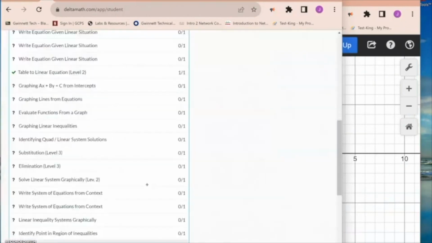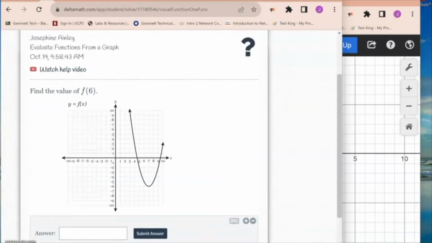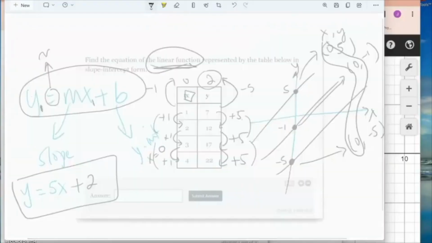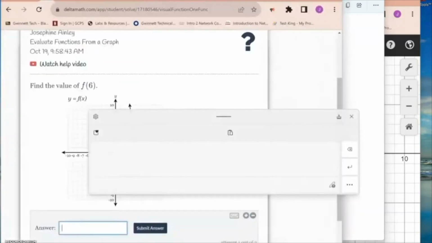Perfect. All right, the next one that I needed to do was evaluate functions from a graph. In order to evaluate a function from a graph, remember you're just putting it in. So this is f of what? F of what letter is this? X, which means this is x, right? So when x is 6, what is y? So I go to when x is equal to 6, right here. x is 6, go to the graph, either up or down. I go to the graph right there, and I find out what y is. So y is -5. That's all it is.